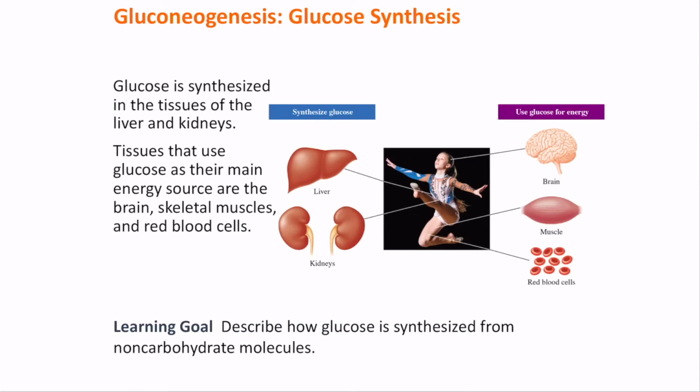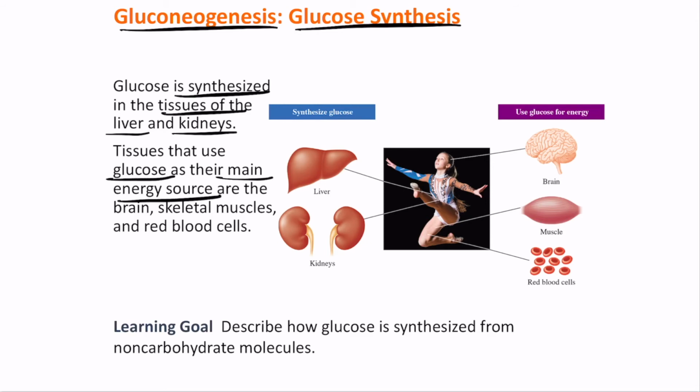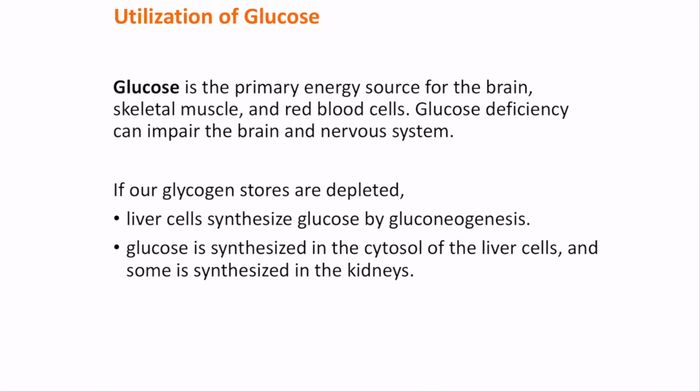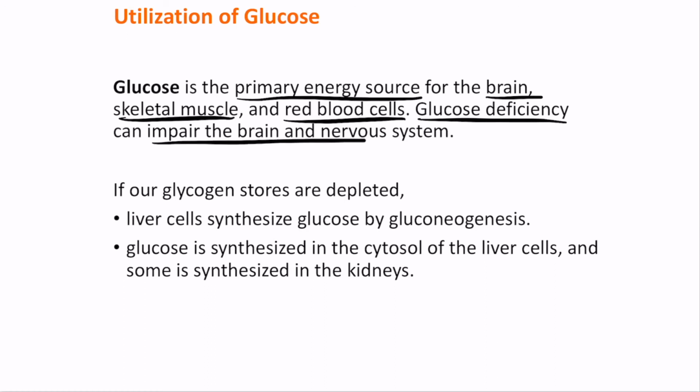Next, let's talk about gluconeogenesis, which is the process of glucose synthesis. Glucose is synthesized in the tissues of the liver and kidneys. Remember this mainly. There are two main organs. The tissues that use glucose as the main energy source are the brain, skeletal muscle, and red blood cells. These are the three that are going to use it. Glucose is the primary energy source for them, and any deficiency of this glucose can impair brain and nervous system function.